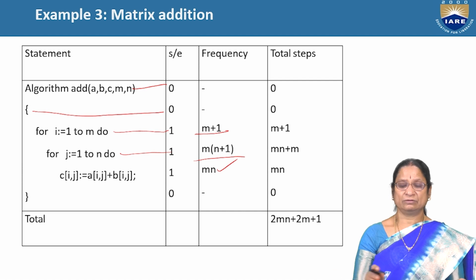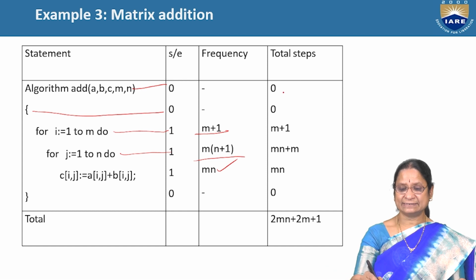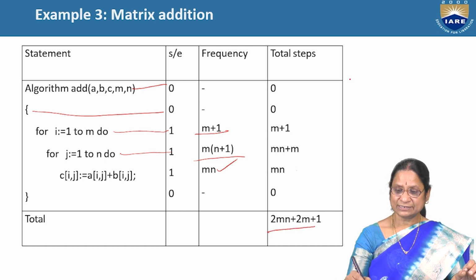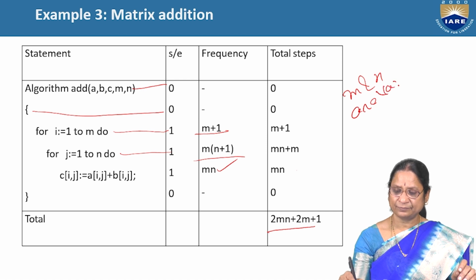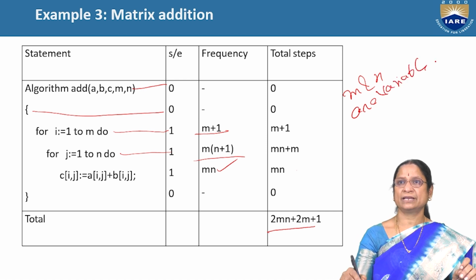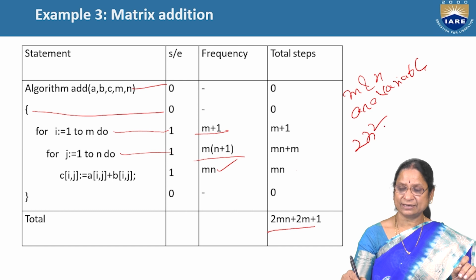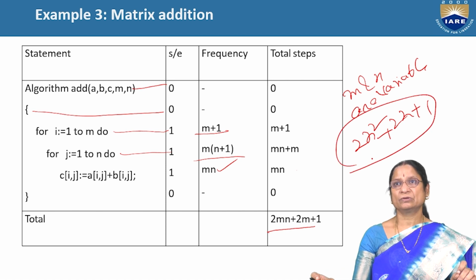When we multiply each statement by its frequency, I get 0, 0, m plus 1, m into n plus 1, mn, which is equal to 2mn plus m plus 1. Let us assume that instead of different variables, I consider m and n as the same variable n. It will be considered as 2n square, and generalizing, 2n square plus 2n plus 1. This can be considered a quadratic form.